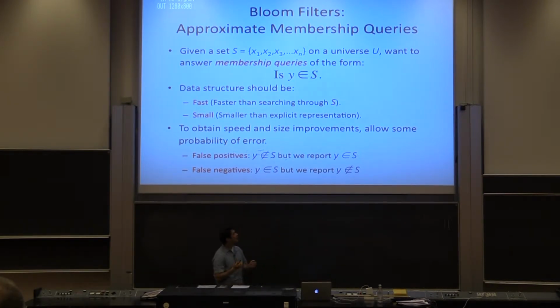All right, so because we want high speed and low space, we're willing to tolerate some probability of error. Okay, so the types of error we might have could either be false positives, something's not in the set but we report that it is, or false negatives, something's in the set and we report that it's not. And for a lot of applications, it makes sense to say that we're willing to tolerate some amount of false positives, but we certainly don't want false negatives.